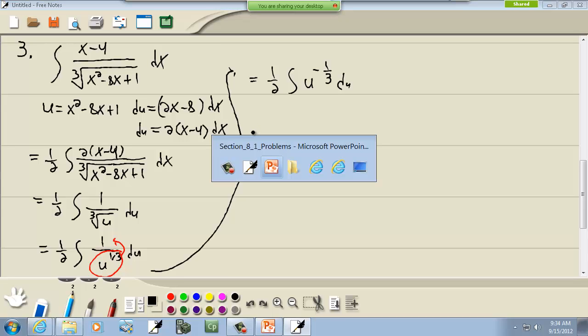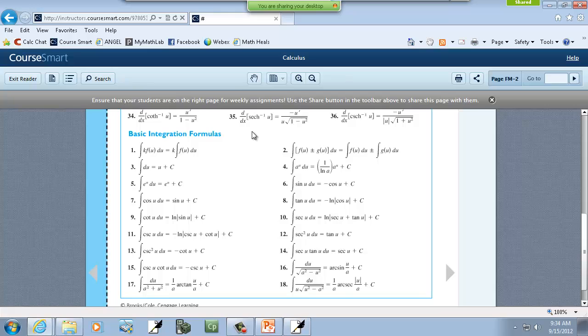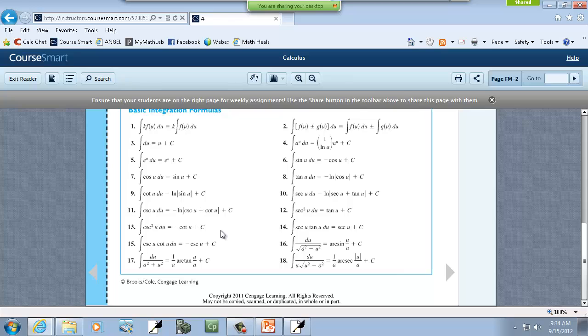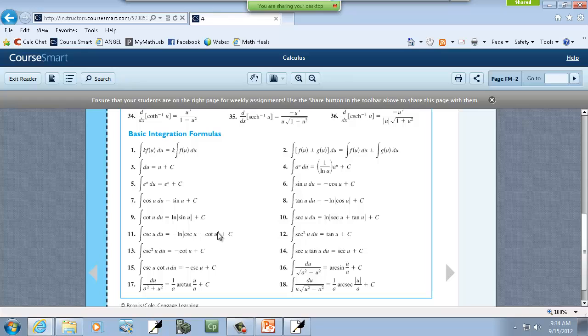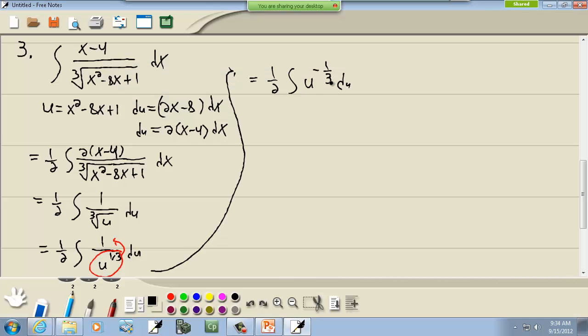And what we're going for is where you have u to a power. If you have u to the n, then it becomes u to the n plus 1 over n plus 1. So again, we'll add 1 to our power and divide by our new power.